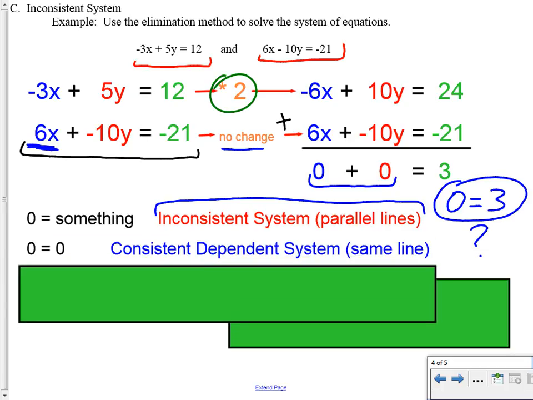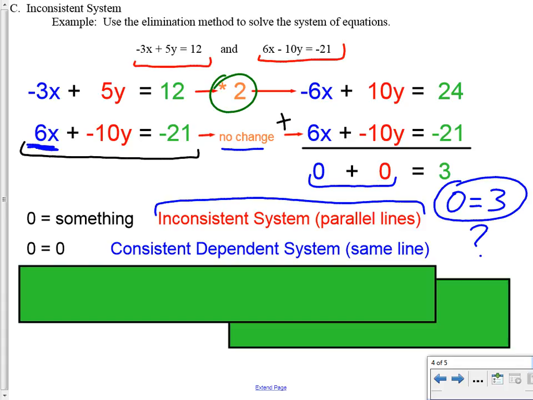If we were to solve it out and we found that 0 equals 0, in that case it would be a consistent dependent system, or the same line. If you solve it out and you find that 0 equals 0 using elimination, that means that your two equations are actually the same exact equation. If you subtract the same equation from itself, it'll give you 0 equals 0. So that one would be a consistent dependent system, or the same line.